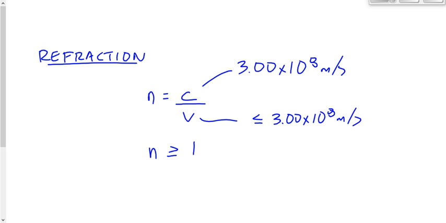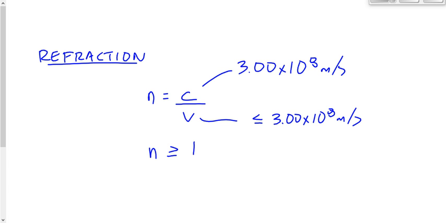That means that light wouldn't bend when it goes from a vacuum to air, at least not a particularly measurable amount. The speed of light in glass is about 2 times 10 to the 8 meters per second. So when we divide those two values, 3 divided by 2, we get 1.5, an index of refraction that's greater than 1. Light slows down more when it enters glass than it does when it enters air from a vacuum.